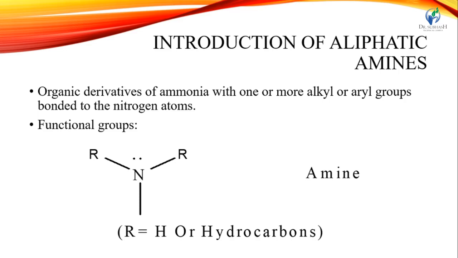The functional group is one nitrogen atom, with a valency of 3, bonded to one or more alkyl or aryl groups. Alkyl means a carbon chain and aryl means a ring structure. R is a hydrocarbon group like CH3, CH2, any carbon ring, or any aryl ring attached there. That is the functional group structure of the amines.